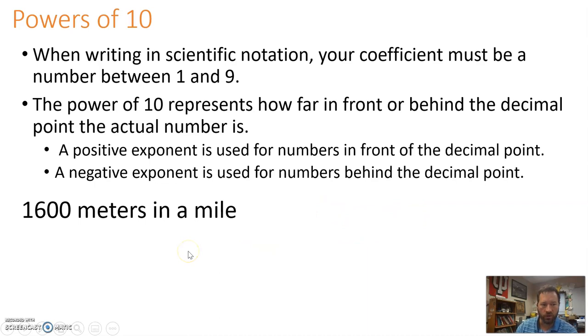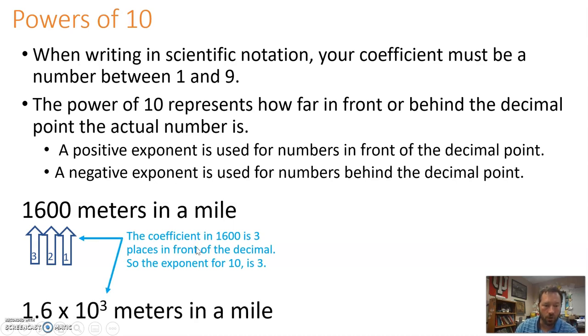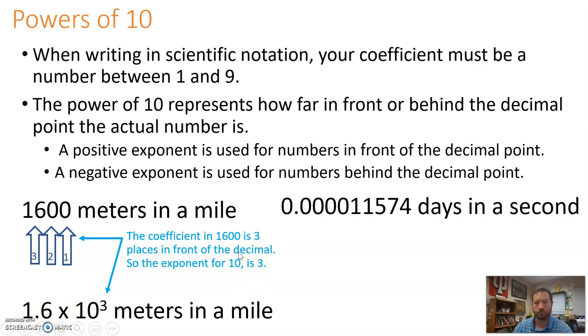A well-known conversion, I think we're all pretty familiar with, is 1,600 meters in a mile. If we're going to move the decimal point, remember our coefficient has to be a number between 1 and 9. So we have to move the decimal point to behind the number 1. That's 3 times. So our exponent behind 10 is 3. 1.6 times 10 to the third meters in a mile.